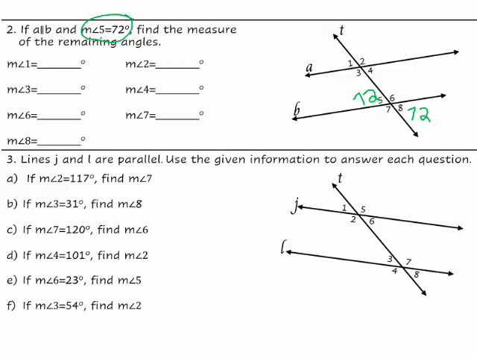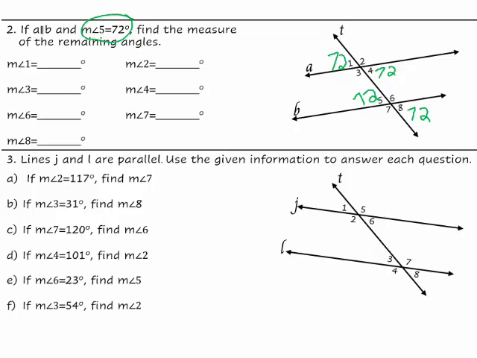Okay? One thing I like to think about is that transversals create big angles and small angles. All the small angles are the same, all the big angles are the same. So we're labeling the small angles. 1 is 72 because it's corresponding to 5. And because 4 is vertical to 1, it also is 72. Now we can go back and label the big angles.